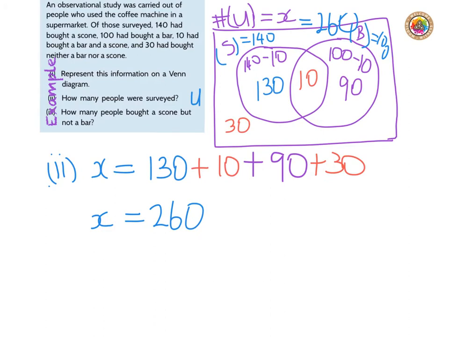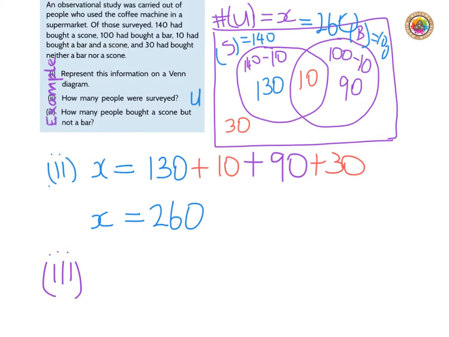Just to answer our last part then, number 3. Number 3 asks us, how many people bought a scone but not a bar? So if we go back and look straight away at our Venn diagram, we can see here's the circle for scone. 140 people in total bought a scone, which is made up of this circle here. These 10 though did buy the bar. So this 130 people in here, they're the ones who bought a scone but didn't buy a bar.